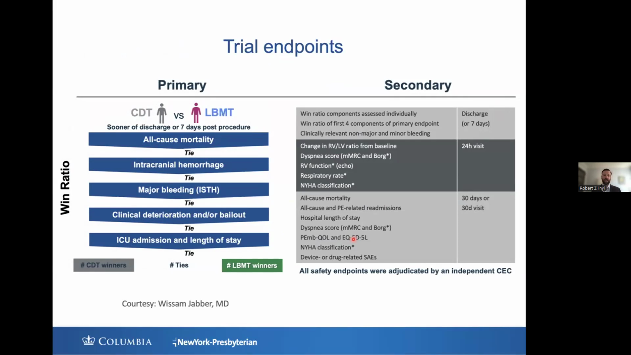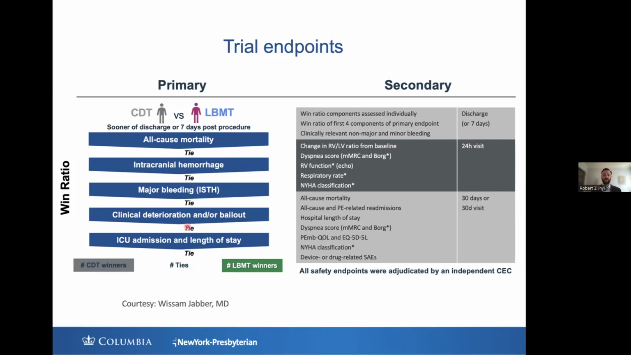And it uses a statistical method called a win ratio, where all of these endpoints that make up the composite endpoint are compared between the arms in order of hierarchy. And one group or the other will either win, lose, or tie on each of these, and then it moves to the next in order of hierarchy.